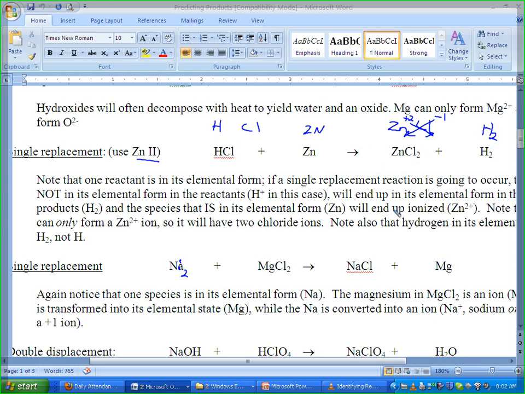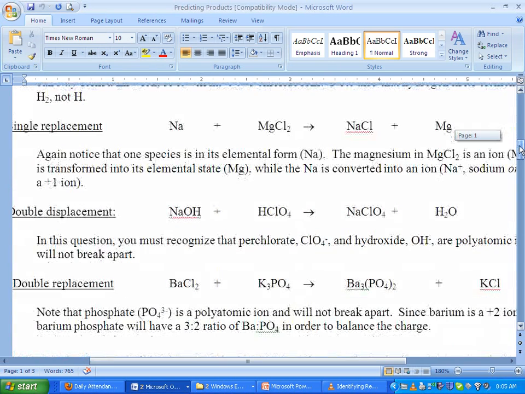Alright, so when we break this down, Tyler, what are our elements in this example right here? Sodium is 1, magnesium, and chloride. So all I'm doing is I'm breaking it apart so that I can see all the elements. Right? Which 2 are going to switch? Yeah, which 2 are going to switch?